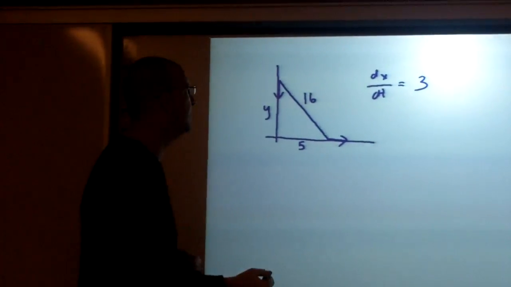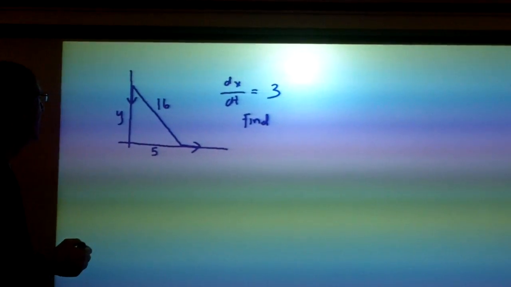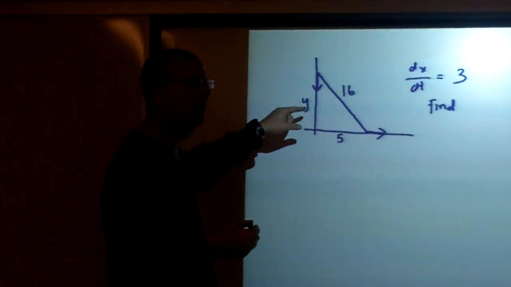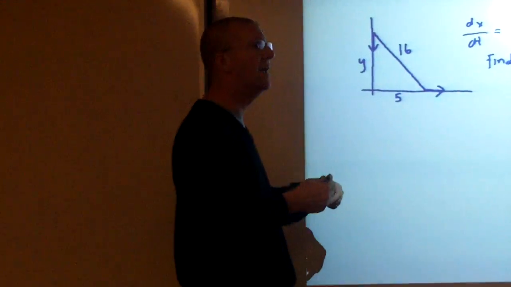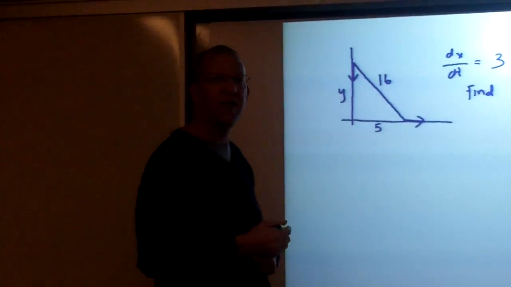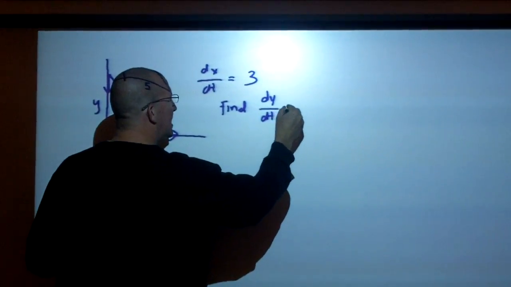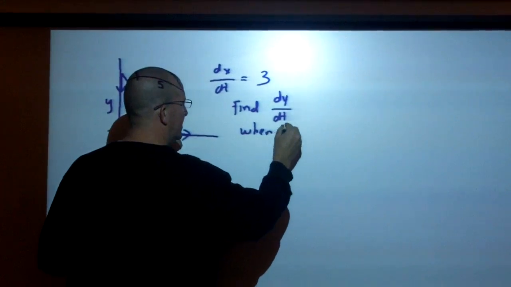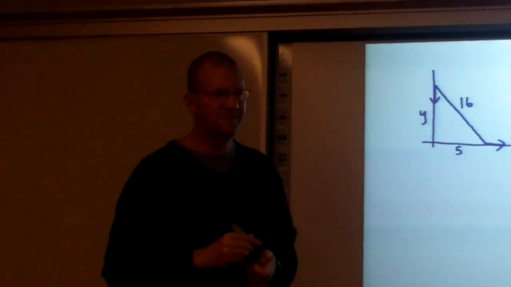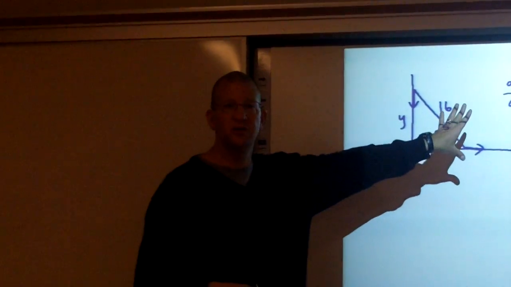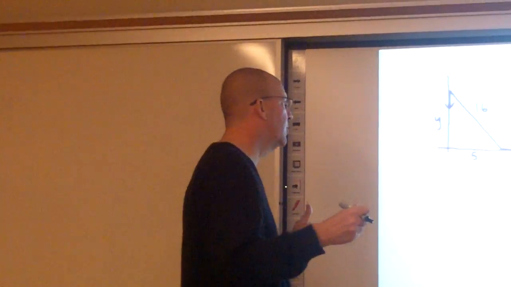And the question is going to be, find the height of the ladder when t equals 1. And then find the rate at which the ladder is falling when t equals 1. That's another rate, dy/dt when t equals 1. Now the great thing about these related rate problems is that regardless of the context or the story, you solve them all the same way. That's right. So here we go.